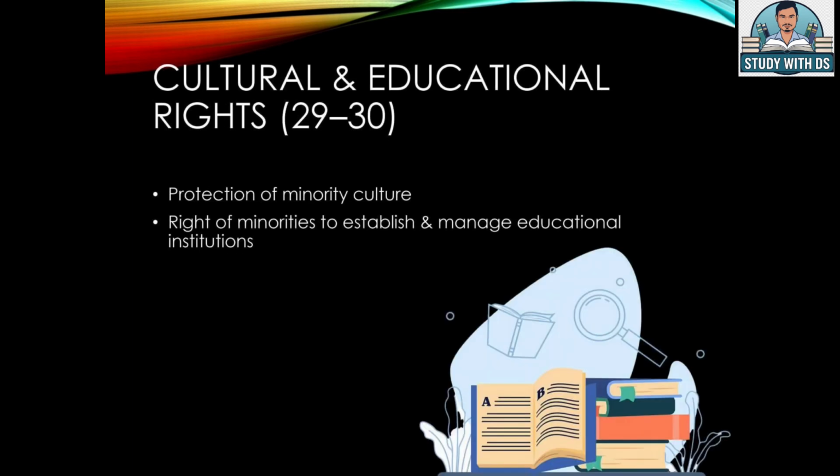Cultural and educational rights, Articles 29 to 30. These rights protect the cultural identity of minorities and give them the right to establish and manage their own educational institutions. For example, linguistic minorities can preserve their language and run schools in their mother tongue.